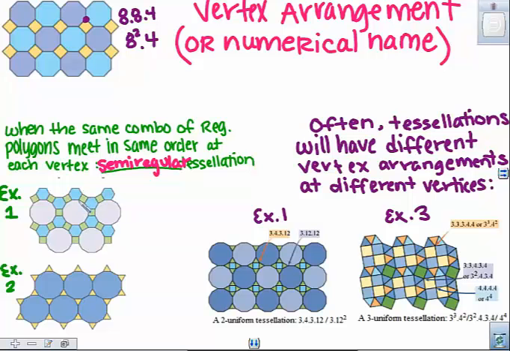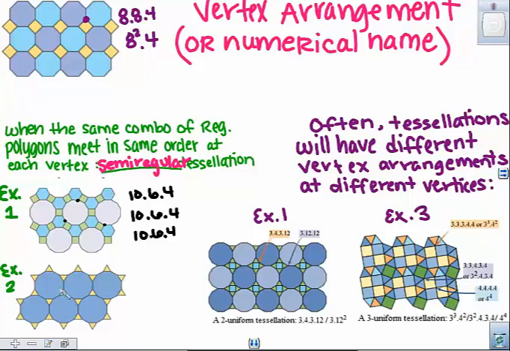In these two examples of semi-regular tessellations, you can pick any vertex. If I pick this vertex here, this is a decagon, a hexagon, and then a square. If I pick any other vertex, say this one here, it's a decagon, a hexagon, and a square. So all of the vertices are made up of those same three shapes.